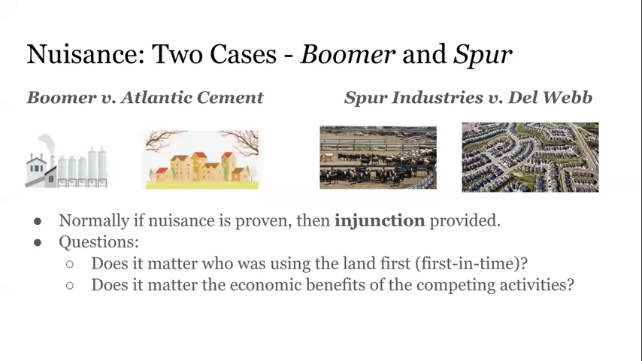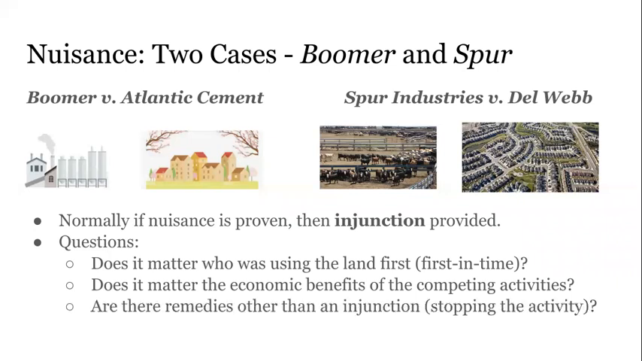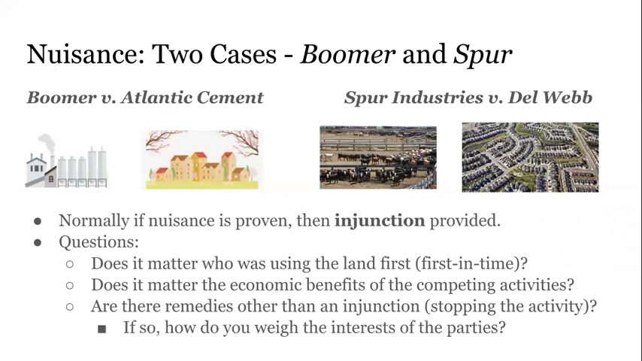So we can ask these questions, right? So injunction means stop the offending activity, regardless of the cost, benefits, etc. But the economic questions, really, some of it is, do the economic benefits of the competing activities matter, and should they matter? And then finally, are there remedies other than an injunction? Can the court do something other than simply providing an injunction? And if so, how do you weigh the interests of the parties, right?